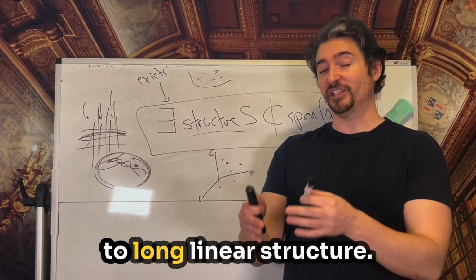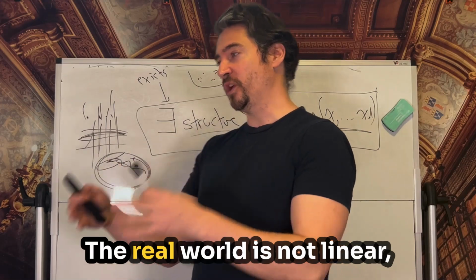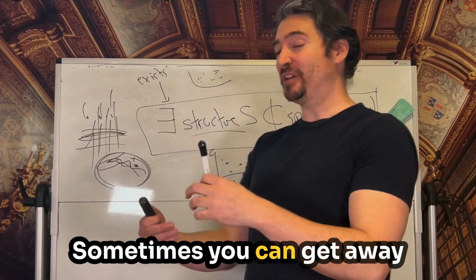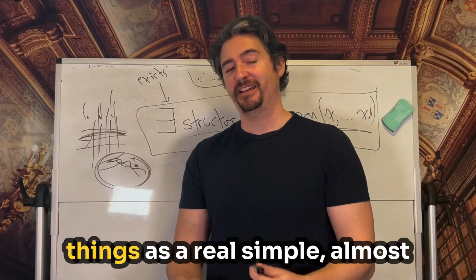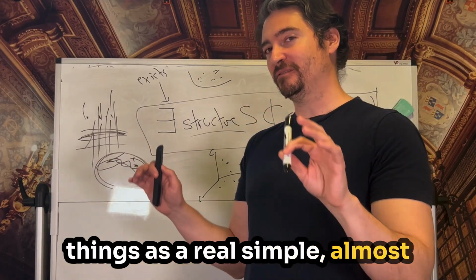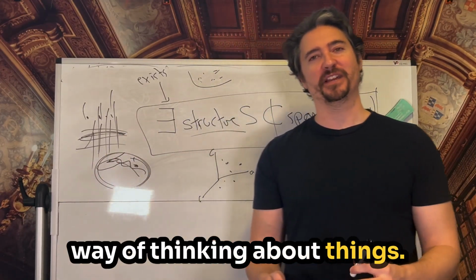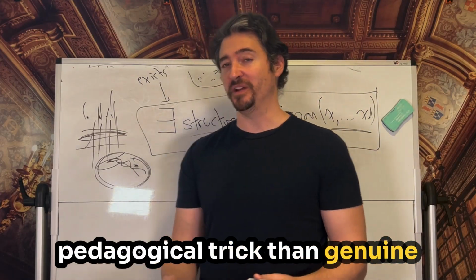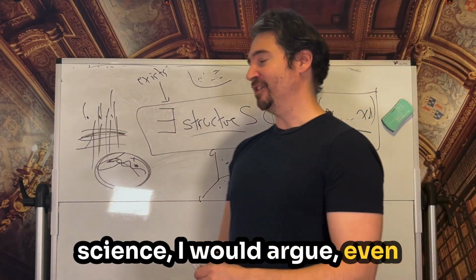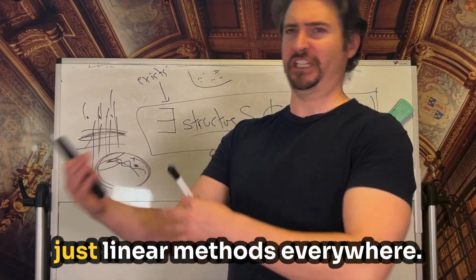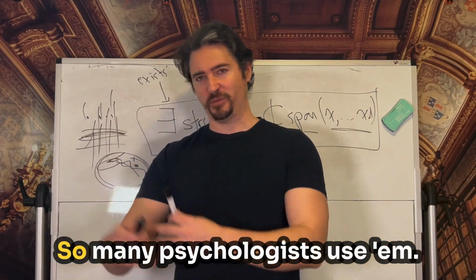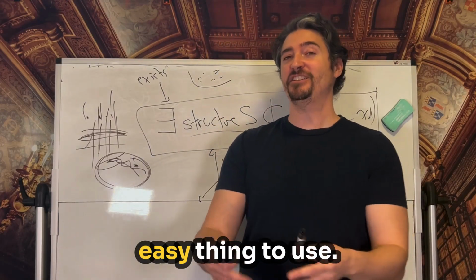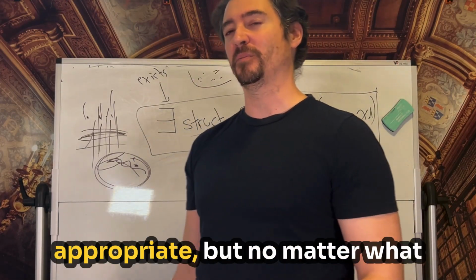Linear thinking applied to non-linear structure. The real world is not linear. Like ever. Like ever. Okay? Sometimes you can get away with a linear approximation to things as a real simple, almost more platonic, if you will, way of thinking about things. But it's almost more of a pedagogical trick than genuine science, I would argue. Even though, of course, the rebuttal to that might be, but you see linear methods everywhere. So many psychologists use them. Yeah, I know. And that's not necessarily a good thing. It's an extremely convenient, easy thing to use. Sometimes it might be a bit appropriate.